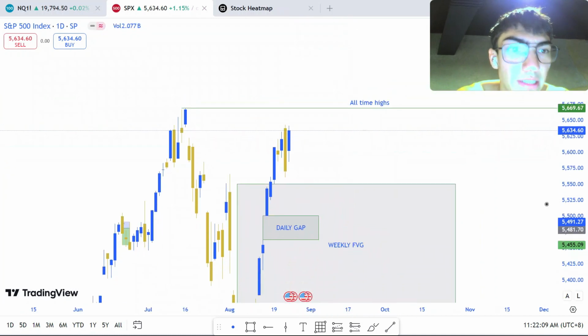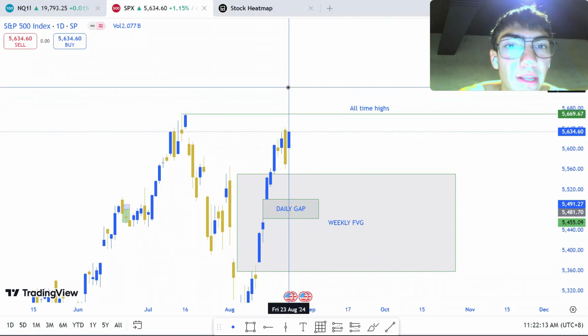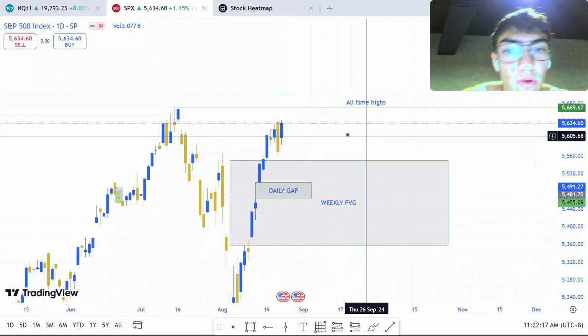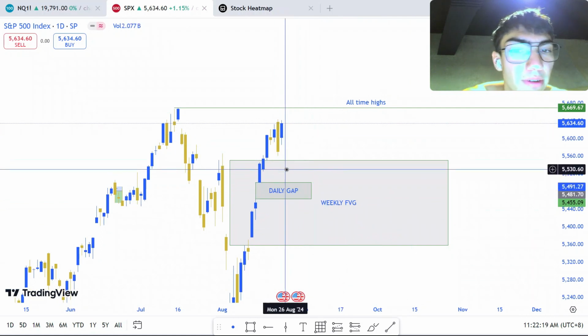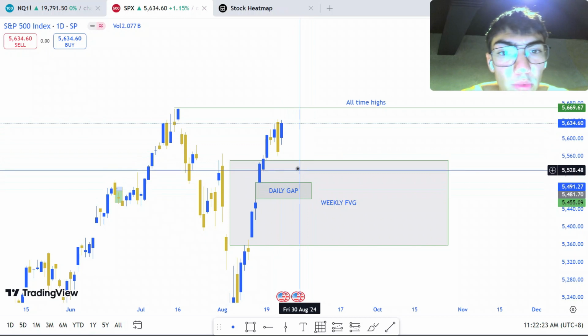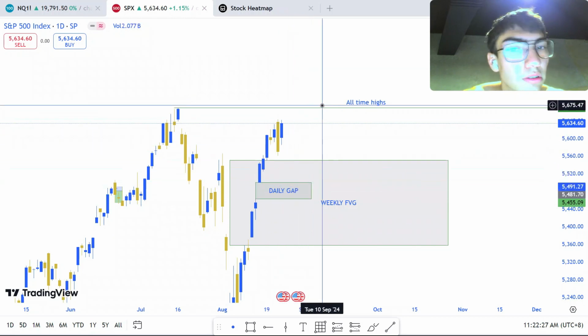So this could go either of two ways. It hits all-time highs and then you wait for a 1 hour break of structure and then go short, or it hits the weekly fair value gap and then, if you see a 1 hour break of structure, you go long, and long till all-time highs. You know what I'm saying?